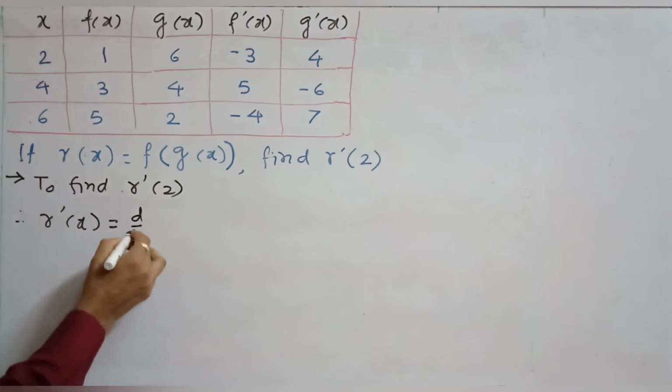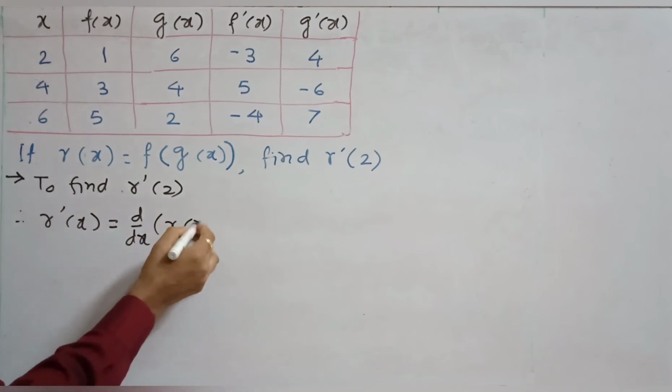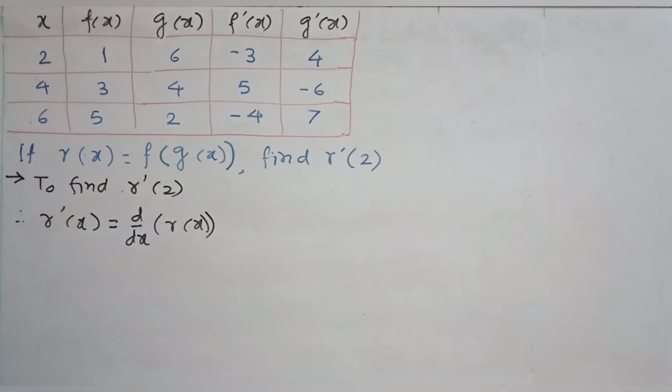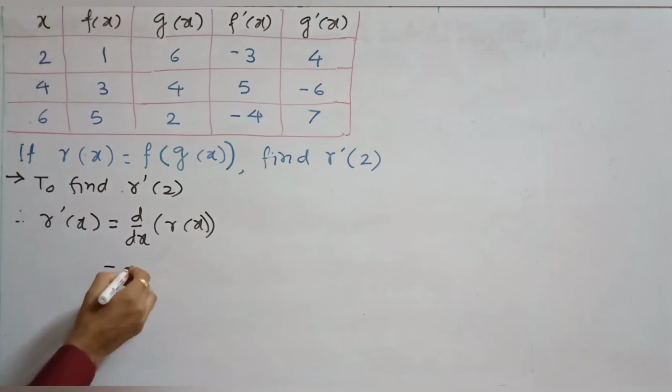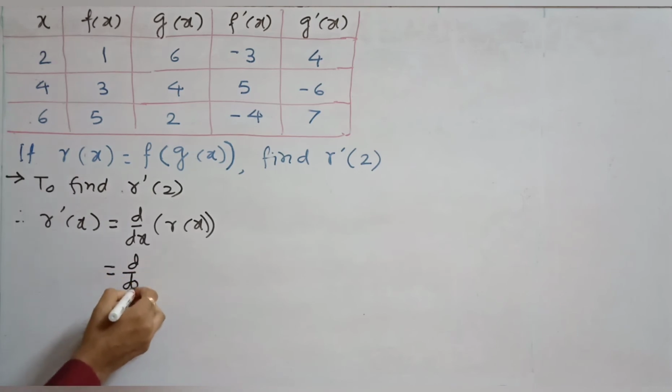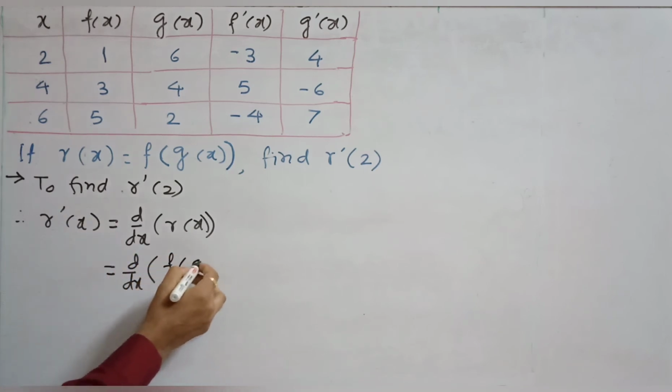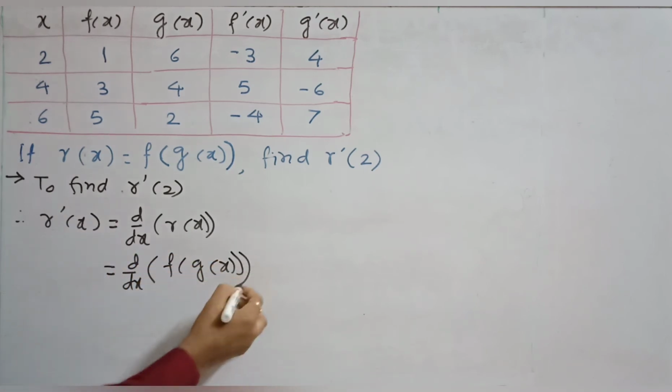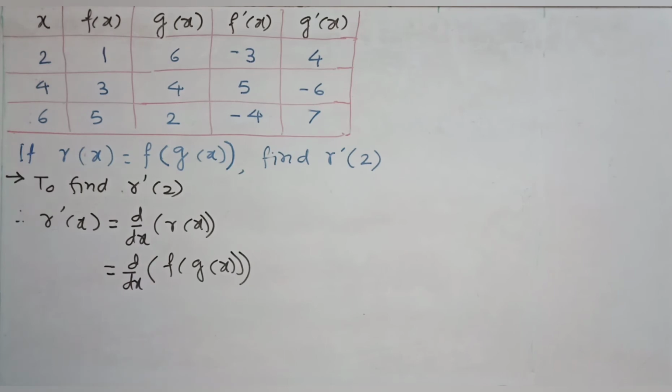d by dx of r x, isn't it? R dash x is d by dx of r x. What is d by dx of r x? What is r x? R x is f of g of x. So d by dx of r x means d by dx of f of g of x.